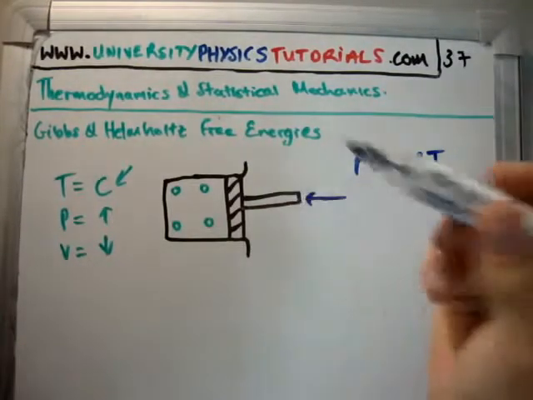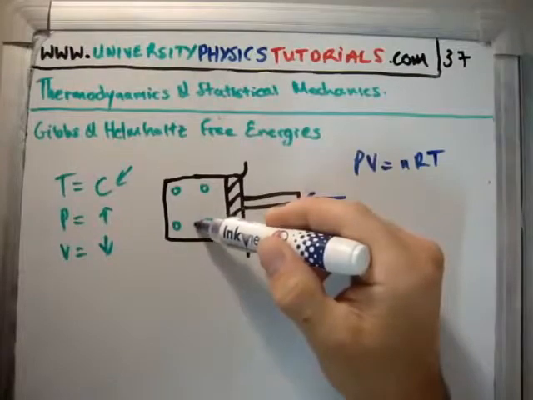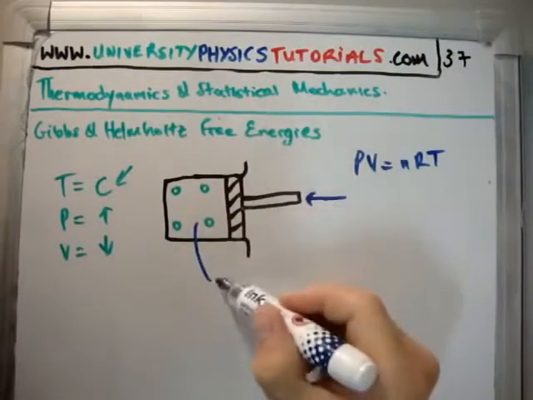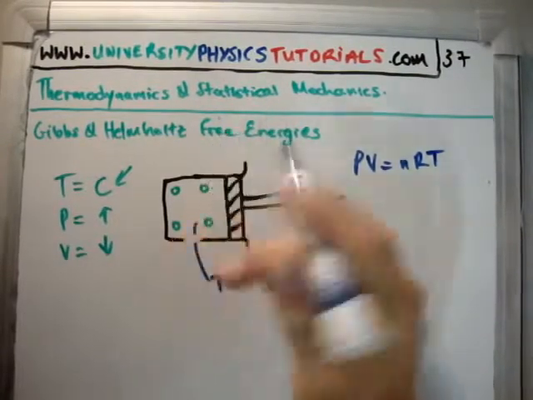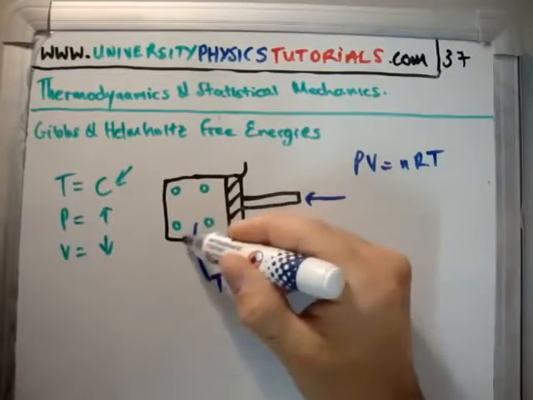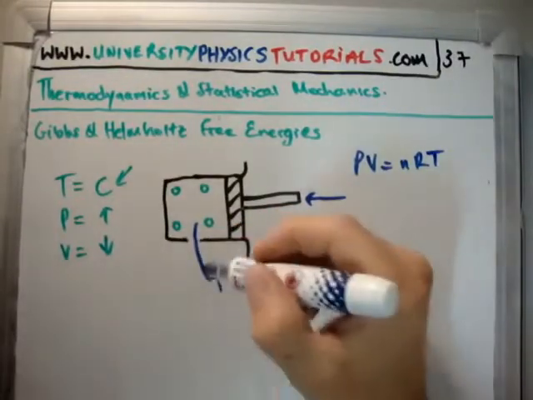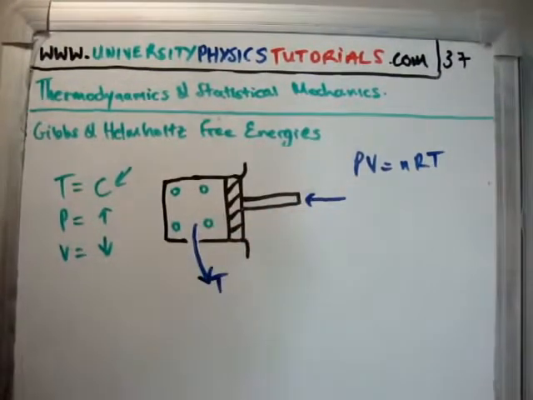So what we need to do here is suck out some heat. We need to let heat flow out, because the gas is going to heat up as you compress it. So what we need to do is let some heat flow out. Now that's to keep it at constant temperature.